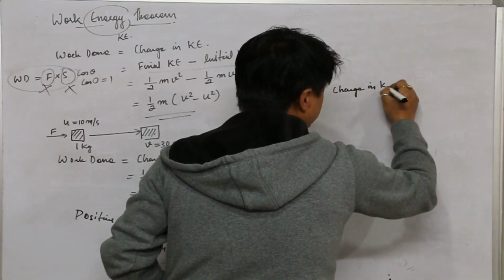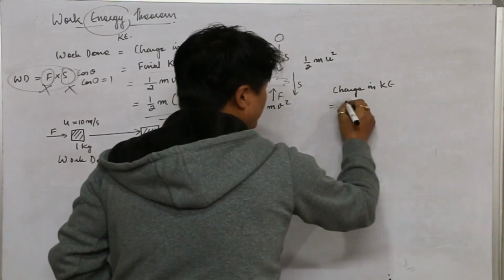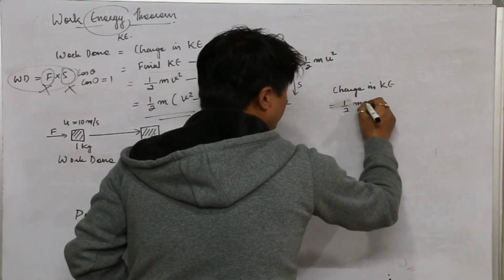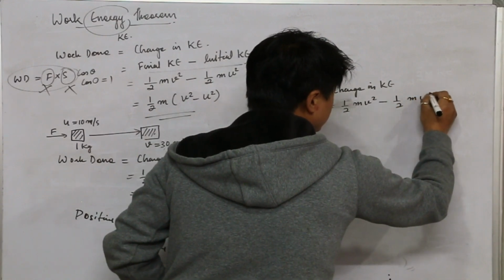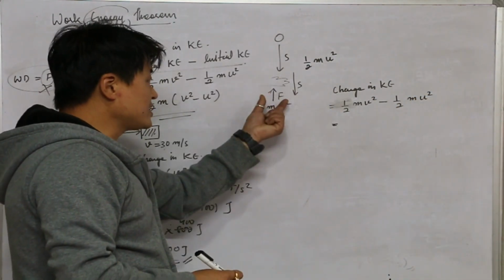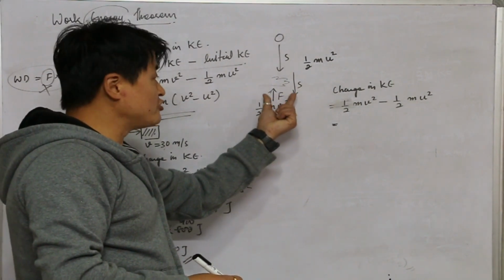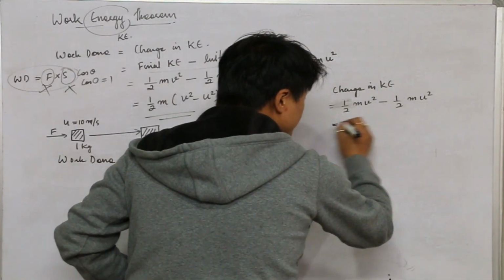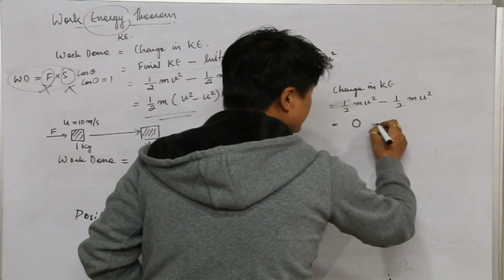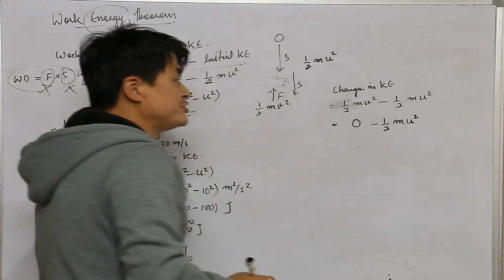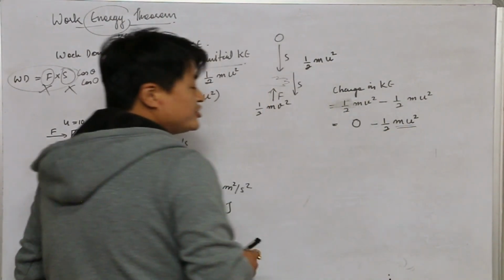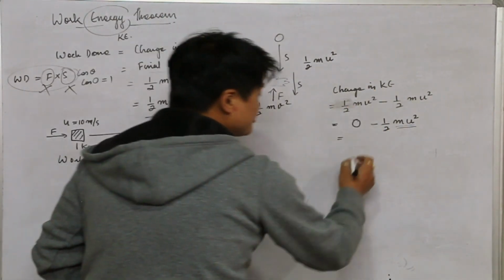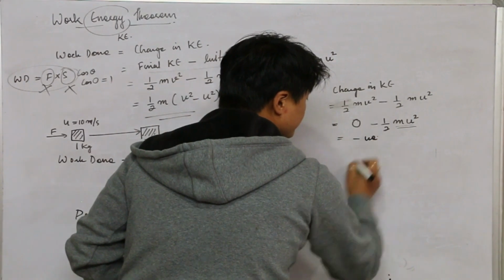Change in kinetic energy will be final kinetic energy minus initial kinetic energy. The ball is coming to rest. Finally the ball will come to rest. The velocity will be 0. Entire this will be 0. It will be minus half m u square. Regardless of any value of m and u, change in kinetic energy will be negative.